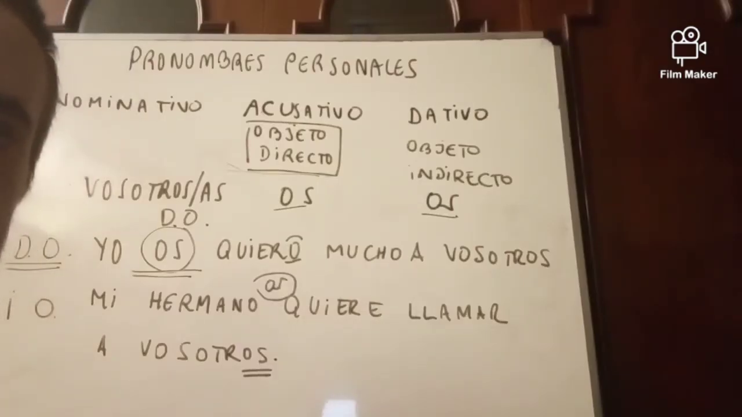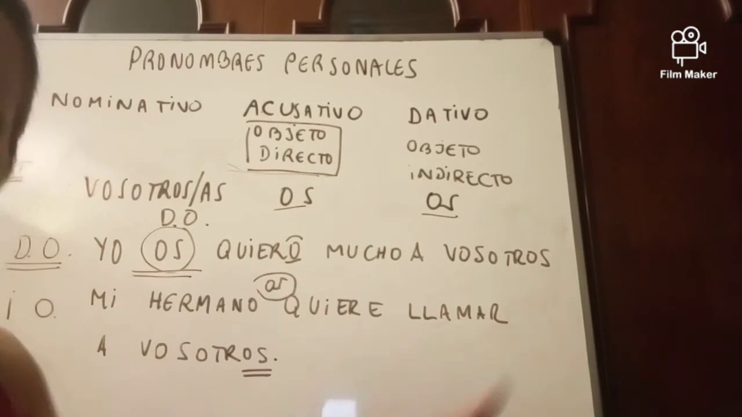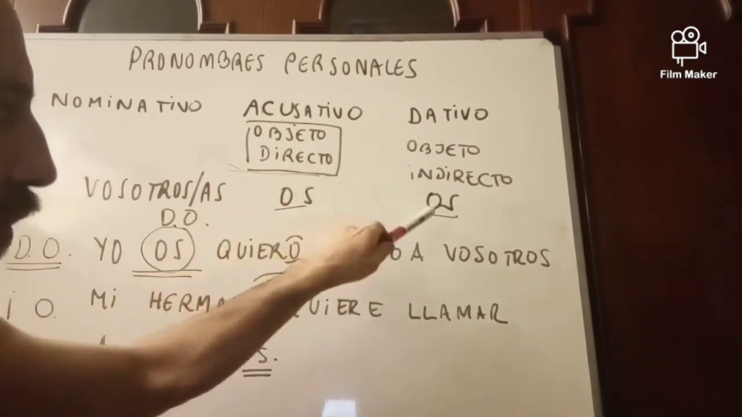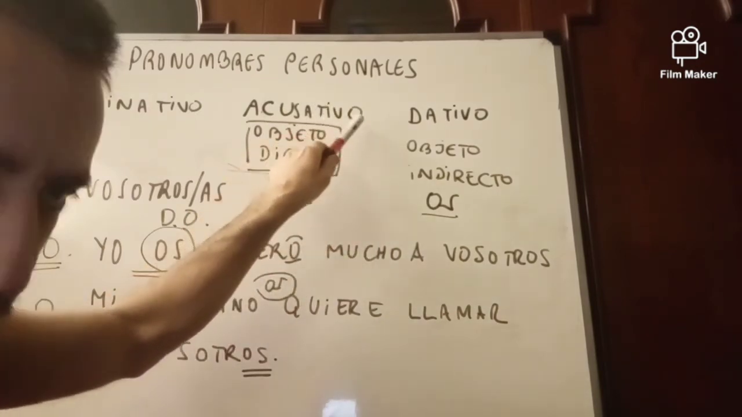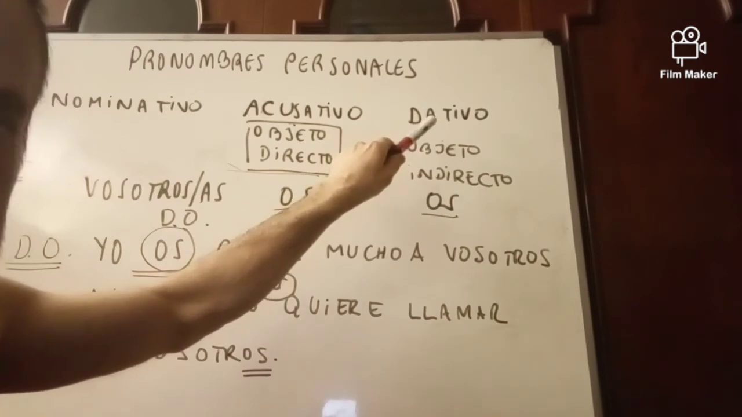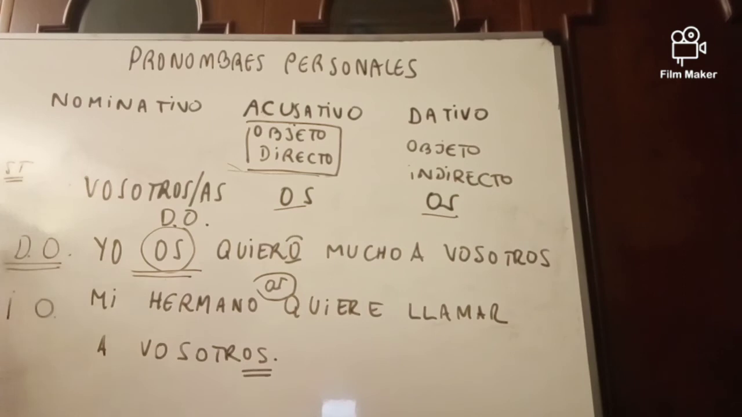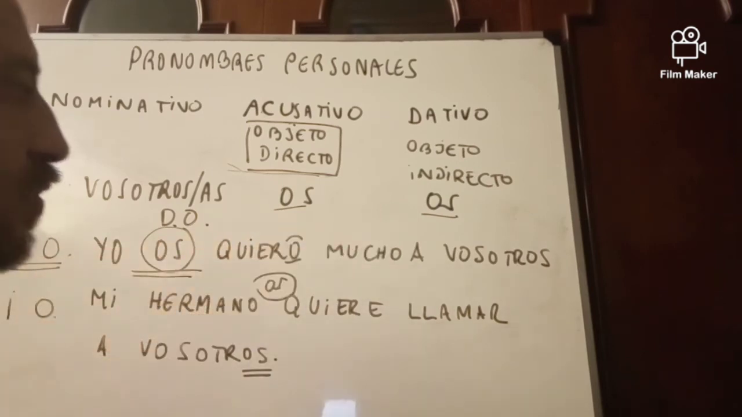Well, for the second person in the plural, vosotros, vosotras in Spain, it's easy because the object pronouns are os, both for the accusative case and for the dative case. Let's see an example when it is the direct object in the sentence. Yo os quiero mucho a vosotros.